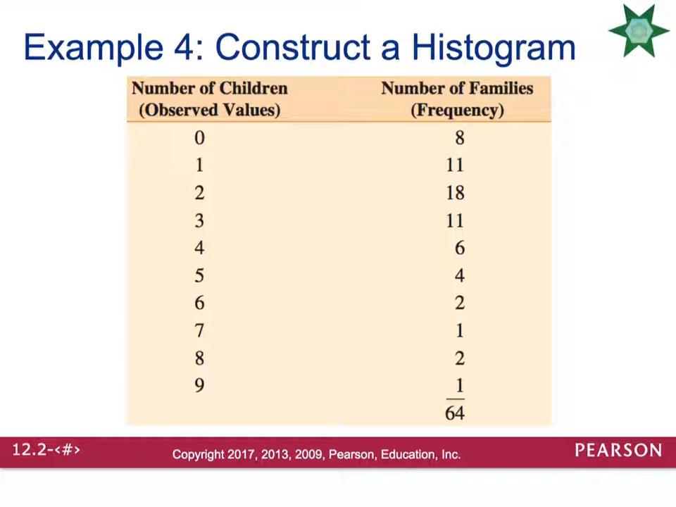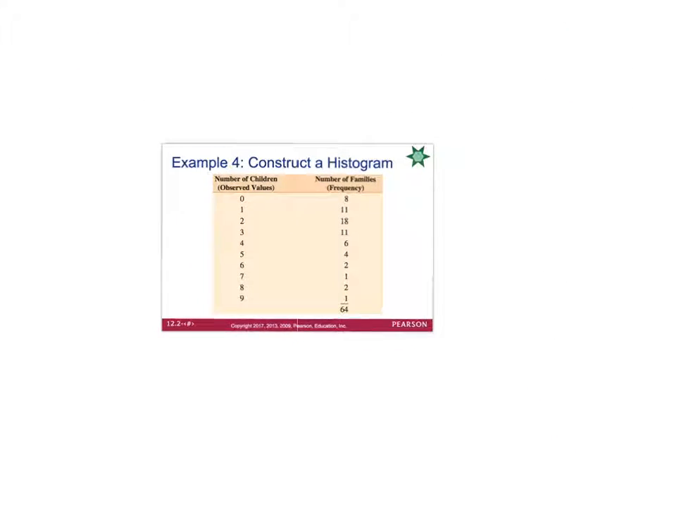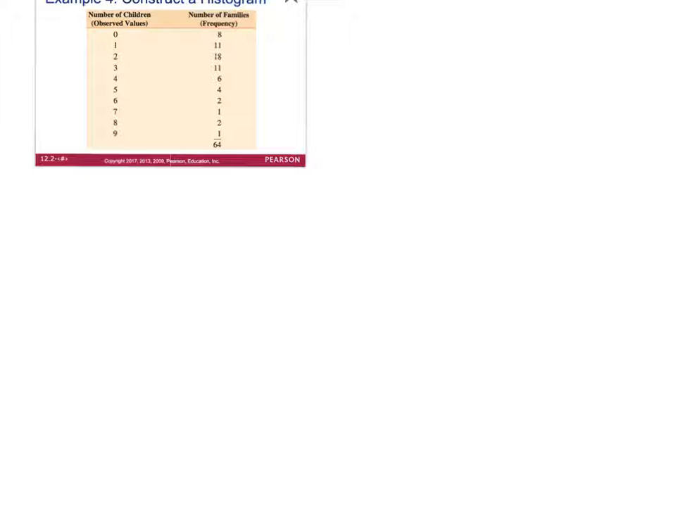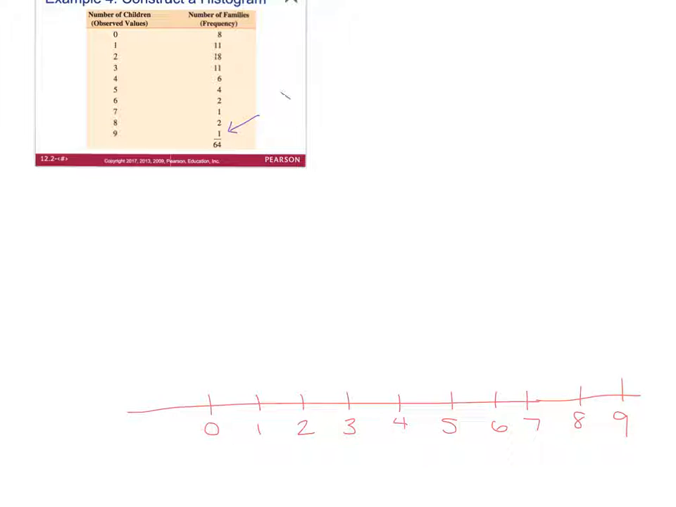Now let's turn that into a histogram. A histogram is just a bar graph. So I'm going to scoot this off to the side, and I'm going to put my observed values down here on my horizontal axis. My observed values are 0 through 9. Then I'm going to put the frequency on the vertical axis. The smallest frequency I have is 1. The highest frequency I have is 18.